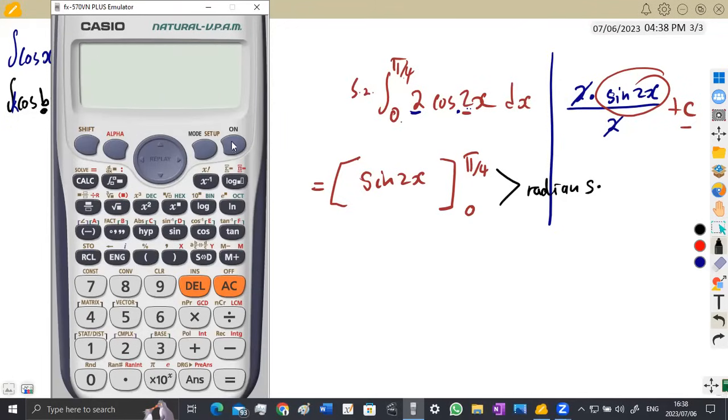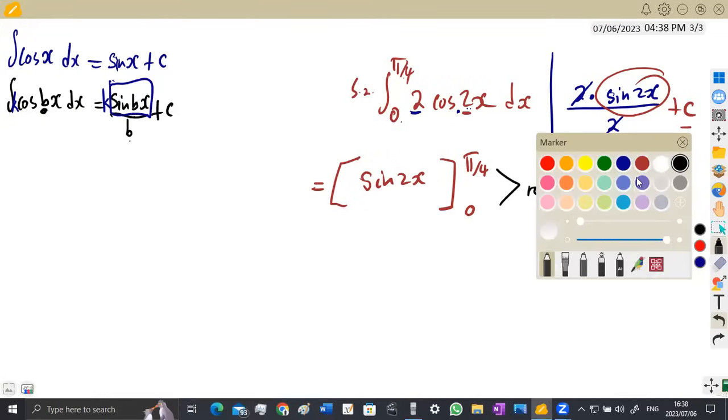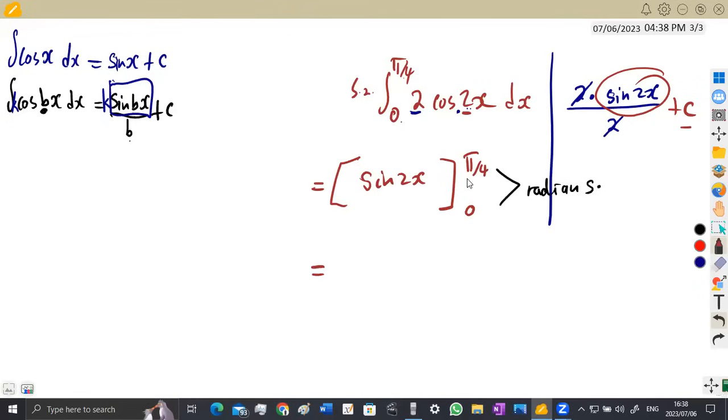All right, so that is the concept that you're going to have in this case. As we can see, our calculator is in radians, meaning we can substitute in radians. So let us write first, then we can substitute upper limit minus lower limit.